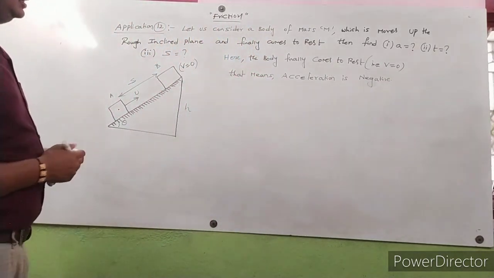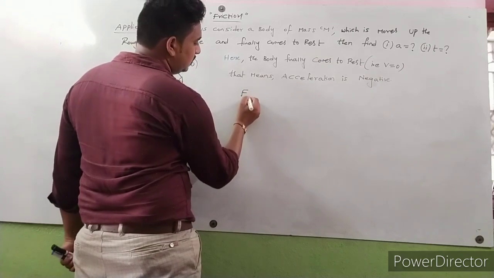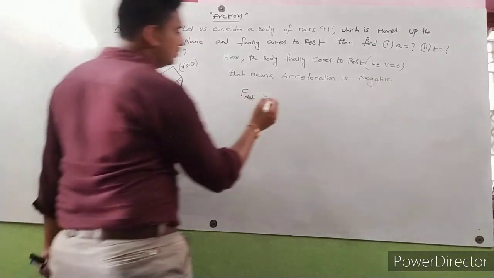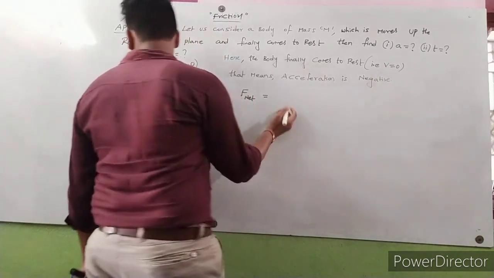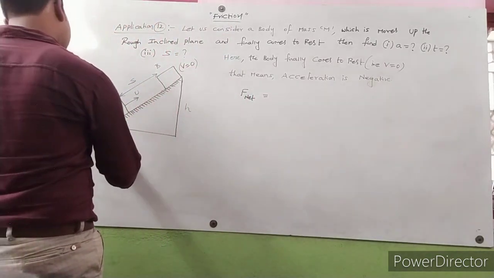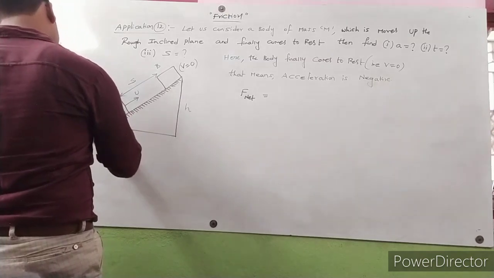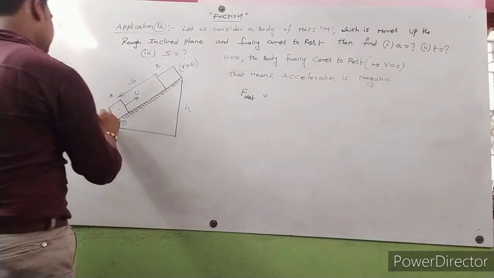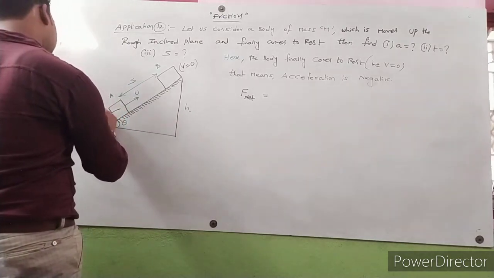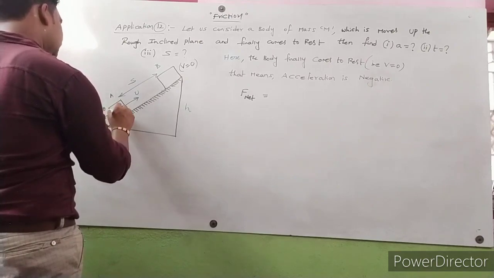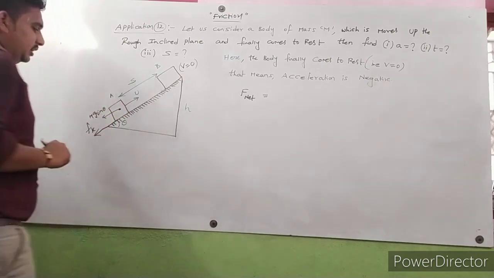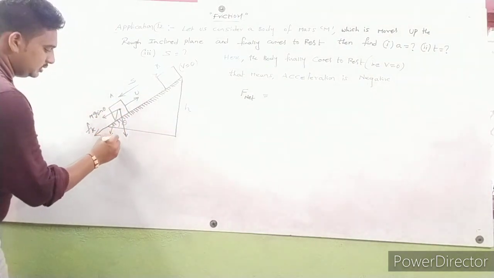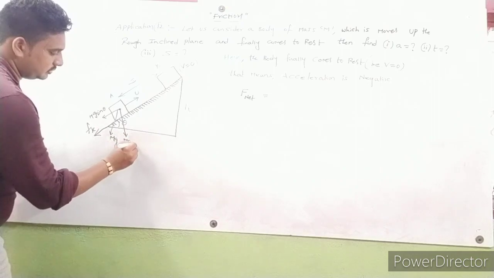Acceleration is negative. What is the net force here? Since the body moves up the inclined plane, the frictional force Fk acts down the incline, and mg sin theta also acts in the same direction. Here this is mg, and this is mg cos theta.